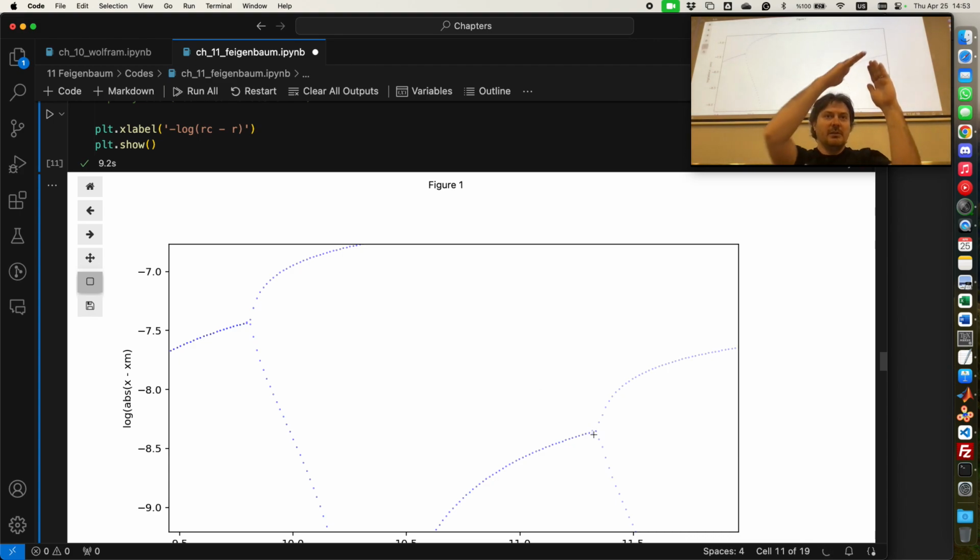Because remember, it was going down exponentially. I took the logarithm, so it now goes down linearly.